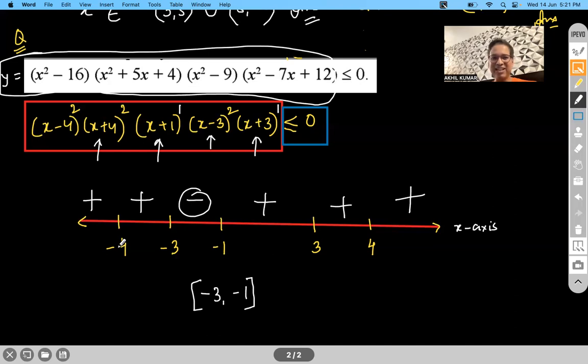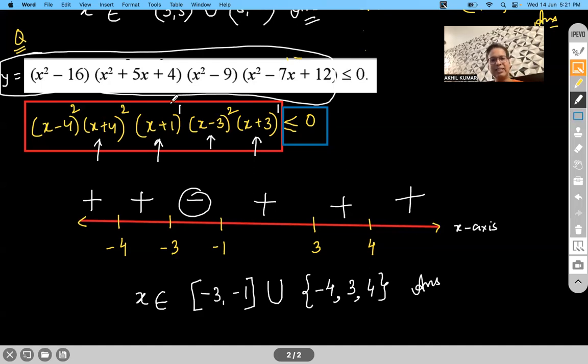Aren't there more values for which the function can become a 0? Like, isn't -4 a value? Right? 3 a value? 4 a value? So you have to say union of sets which contain -4, 3 and 4. Is it fine? So your x must belong to this set for your inequality to be satisfied. Why did I include -4, 3, 4? See, at -4, the value of the function becomes a 0, no? So that should ideally come into your answer. But if you just write this, it will not come in your answer. So you have to separately take care of those single values for which the function is becoming 0.